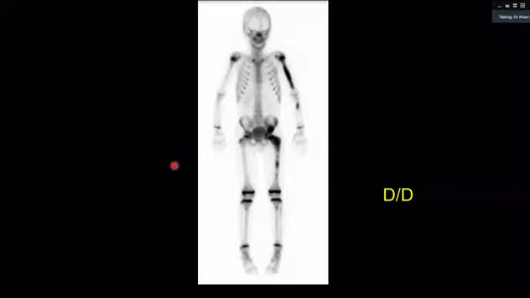What will you ask for? I'd ask for plain radiographs specifically. That's very good, because that was what I was looking for. Please remember, in the exam, whenever you get a nuclear scan, you must ask for what we call plain film for correlation, and don't just report it per se.